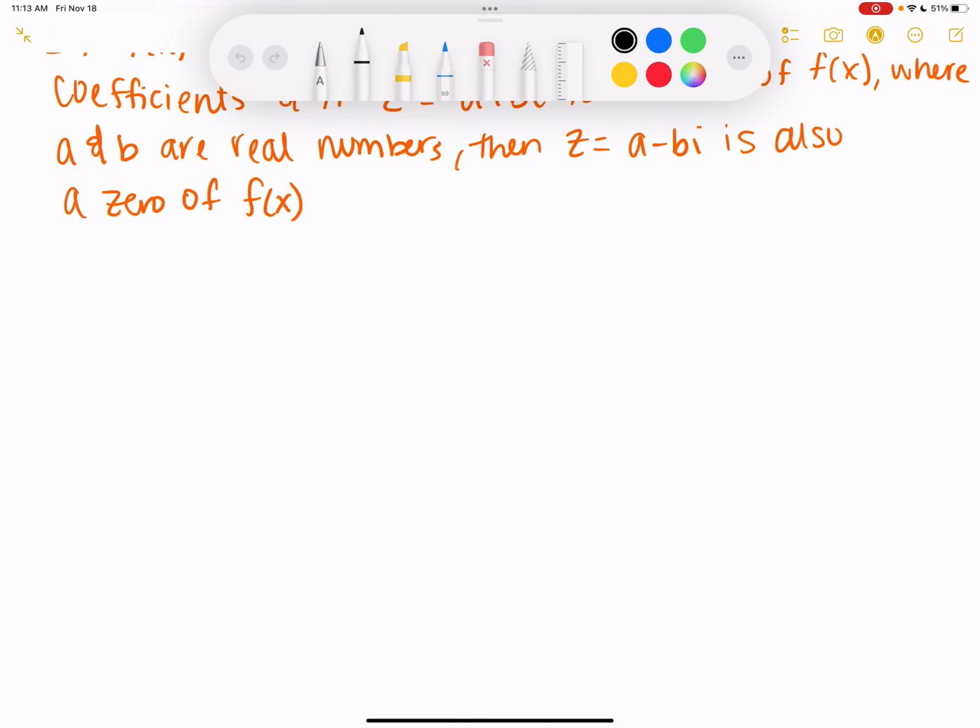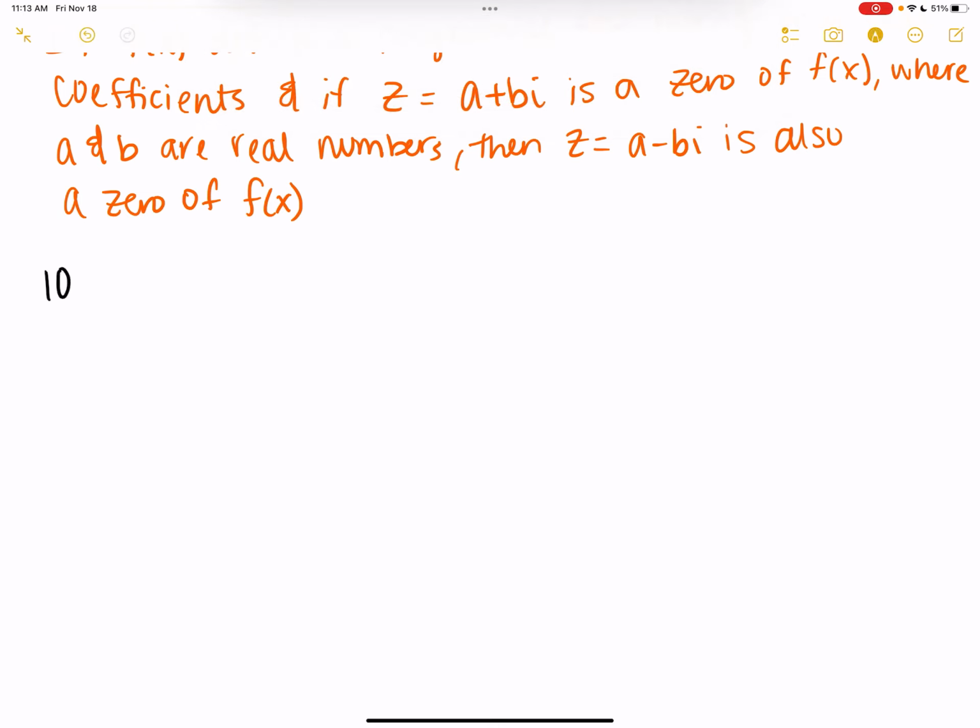Use the factor theorem and synthetic division to decide whether the second polynomial is a factor of the first. Number 10, x cubed plus 6x squared minus 2x minus 7, and we're given x plus 1. So we're deciding if it is a factor of the first.